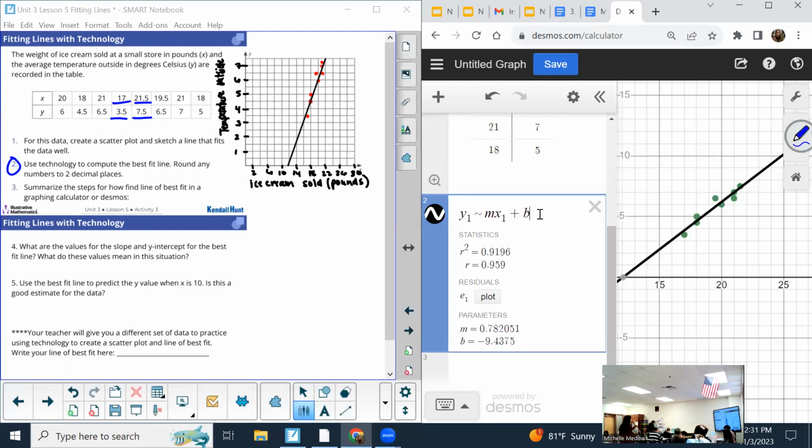Now it gives us a lot of great information. Some of it we will use not today, the next week. Today, all we need is the line, the equation of the line. And it gives us the two things that we need for that. So what's my slope for this line? What letter is for the slope? M, right? And it tells me m equals this. It says rounded to decimal places. So that would be about 0.78.